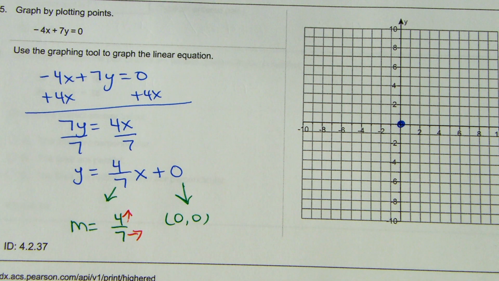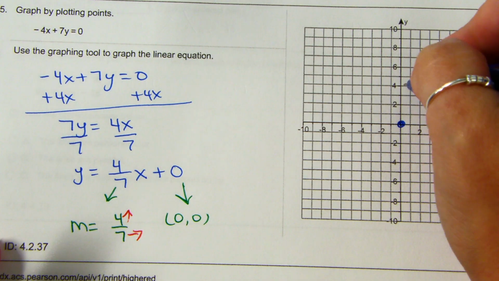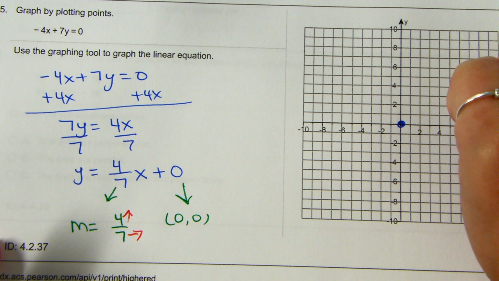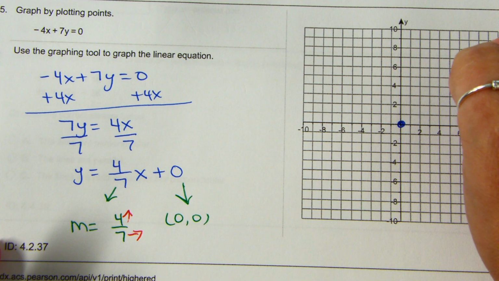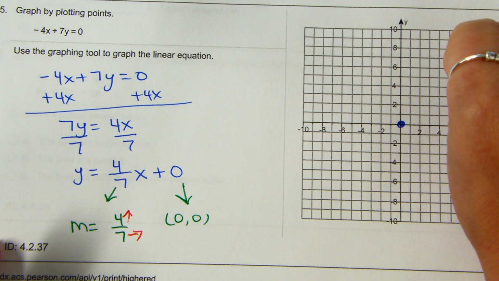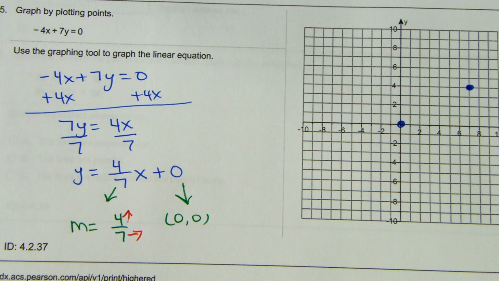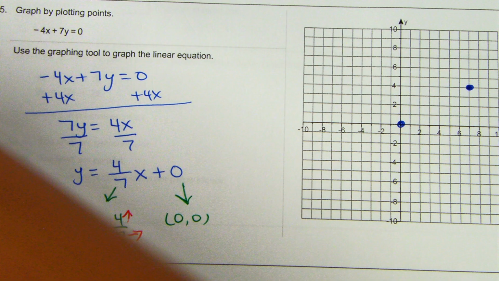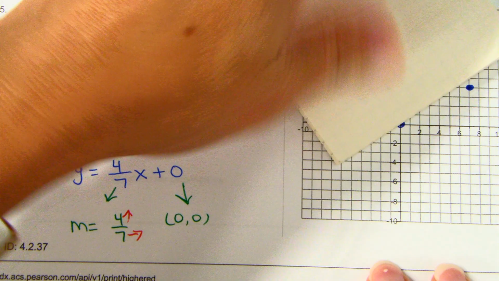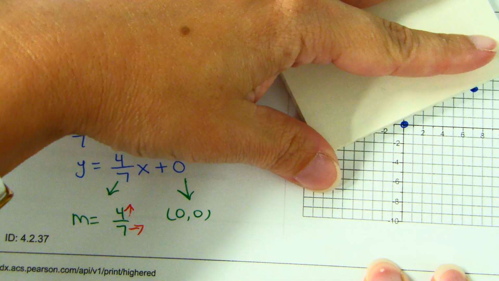So I'm going to go up 4 units and then to the right 7, which, starting at the origin, makes it pretty easy because I'm going to go to the point (7, 4). And I drop that point. And then again, if you're using Pearson, you don't actually have to connect anything. But I'm doing it on paper, so I actually have to connect.